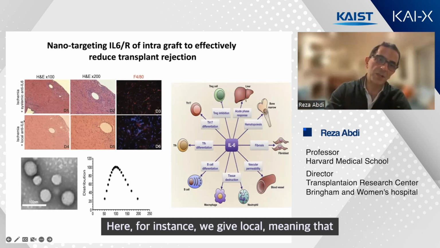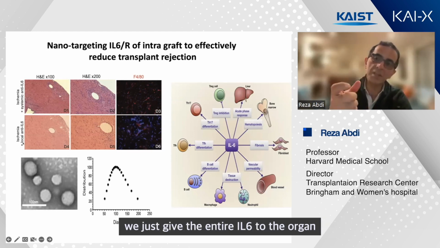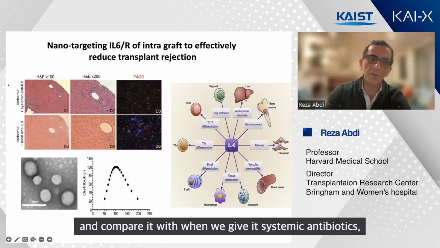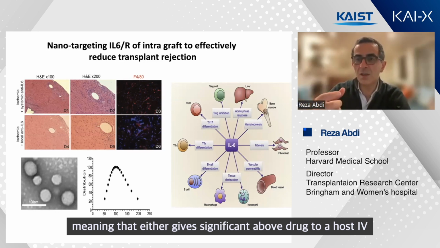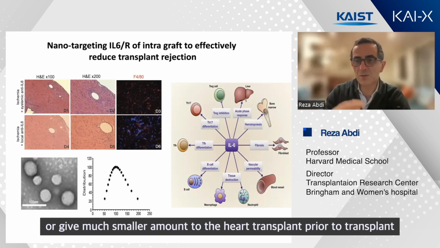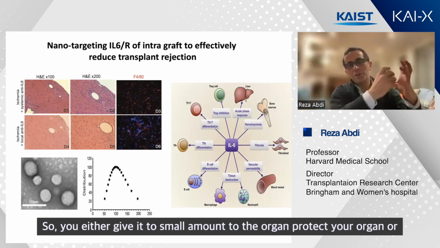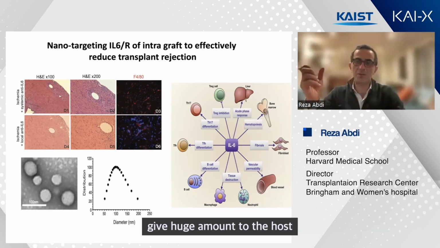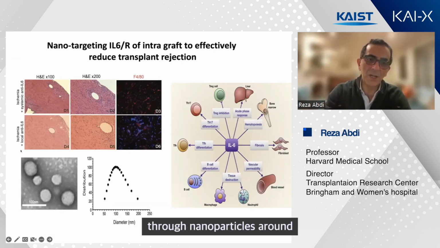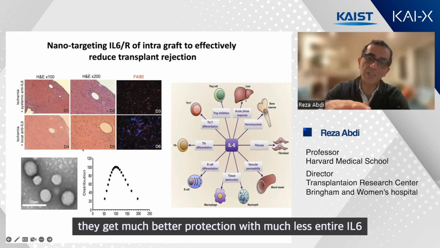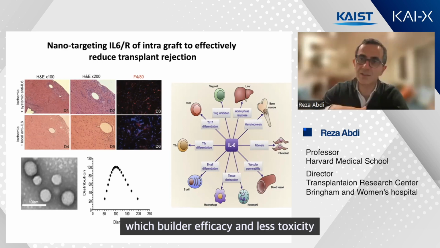Here, for instance, we give it locally, meaning that we just give the anti-IL-6 to the organ, and compare it with when we give systemic anti-IL-6, meaning that we either give a significant amount of drug to the host IV, or give a much smaller amount to the heart transplant prior to transplant. So you either give a small amount to the organ, protect the organ, or give a huge amount to the host. And we found that through this route, meaning through the nanoparticle route, we get much better protection with much less anti-IL-6, with better efficacy and less toxicity.